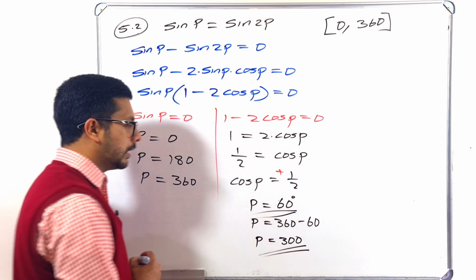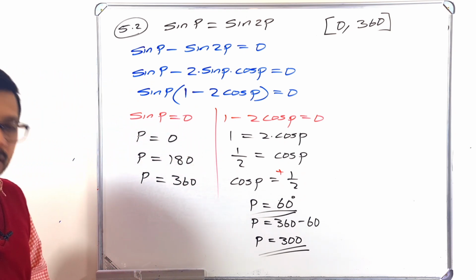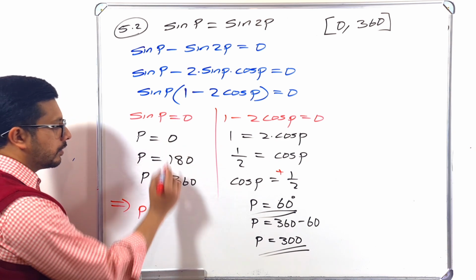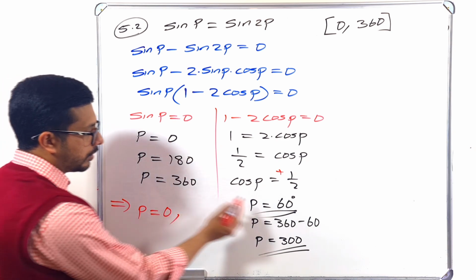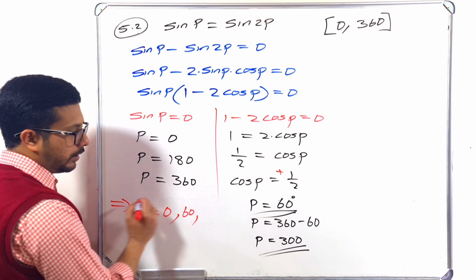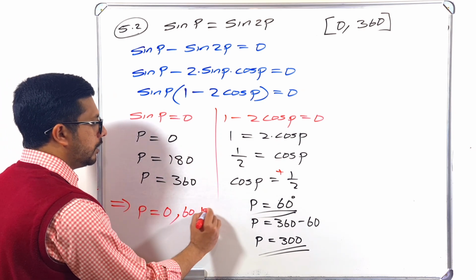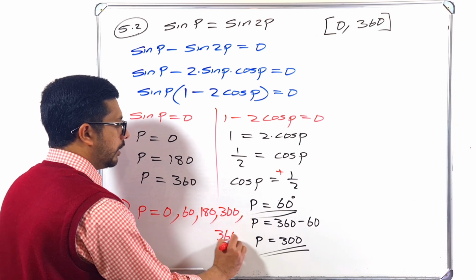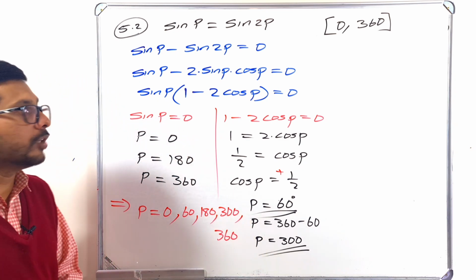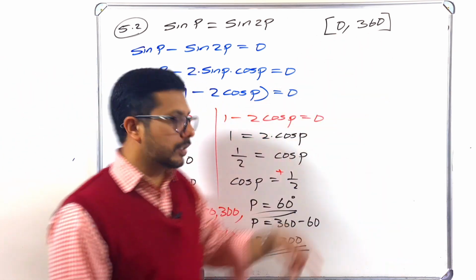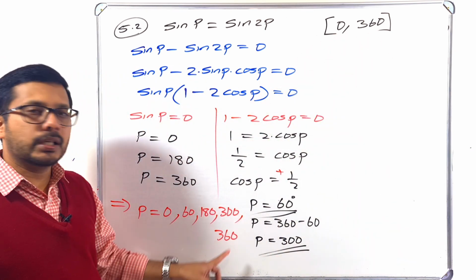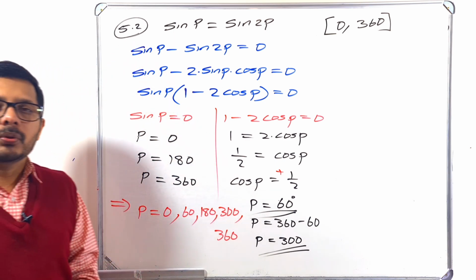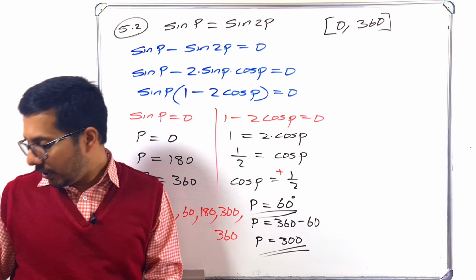So another P value is 300. There is another value, 60. So what are the values of P? How many values did we get? So it implies that the values of P are, let me write it in order, 0, then 60, then the next smallest, 180, next one 300, next one 360. So the possible values of P in this interval are 0, 60, 180, 300 and 360. Okay, so that is question number 5.2. Now let's go to the next question, 5.3.